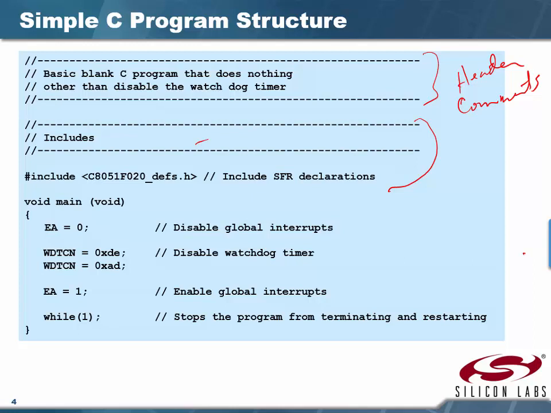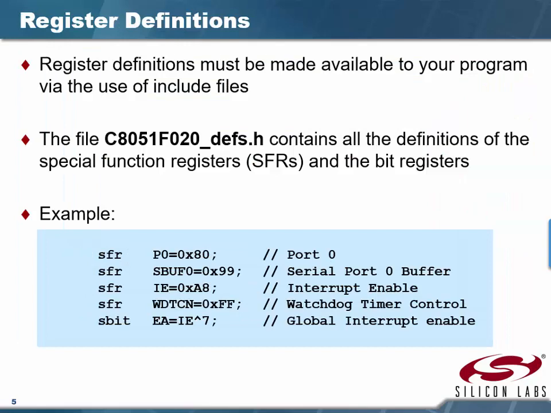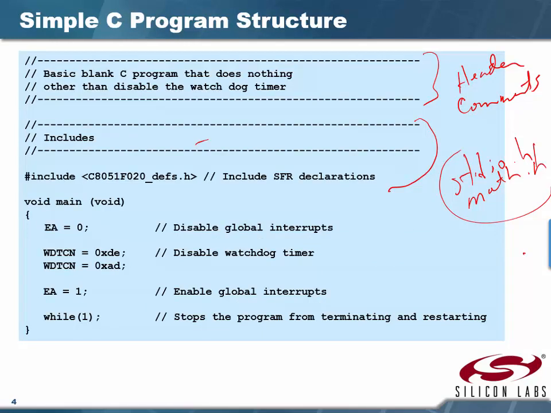You probably included something like standard io.h when you took C before. Anybody ever see this include, stdio.h? Anybody remember that? You might include something called math.h. These are our include files, and they contain various headers and things like that. For right now, I just included the C8051F850.